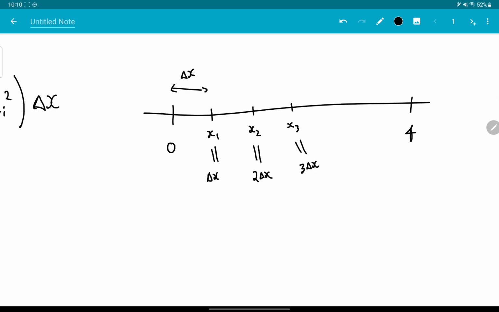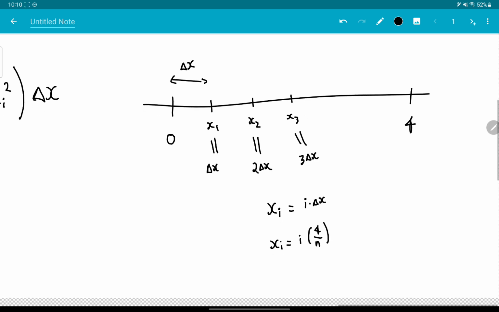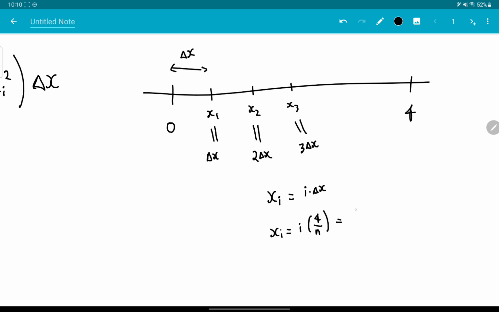So we can see that xi is going to be i times delta x. And above, we decided that delta x is 4 over n. So we get xi is 4i over n.